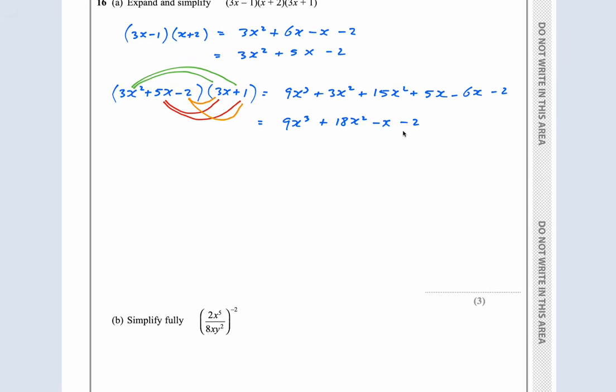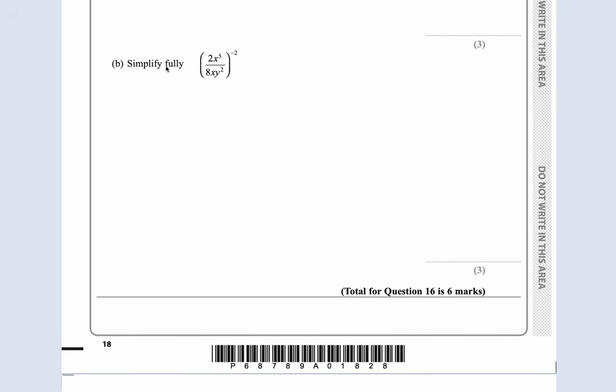Okay, part B. Simplify this fully. Okay, first step, guys, I see this negative power. The negative power means I can turn it upside down, flip it. So it's 8xy squared on the top over 2x to the 5 at the bottom. And instead of minus 2, I just put 2.